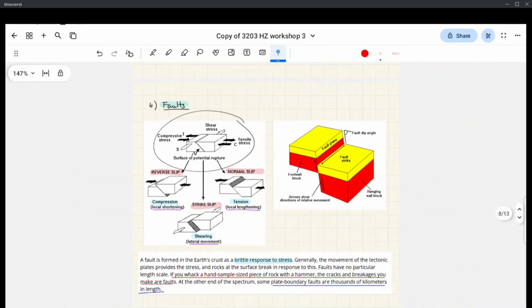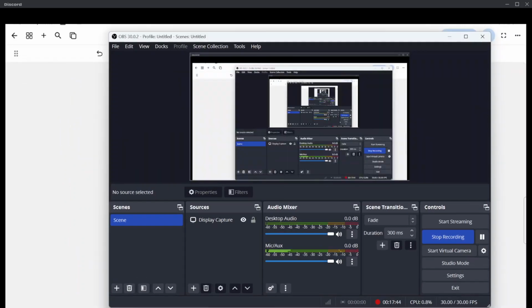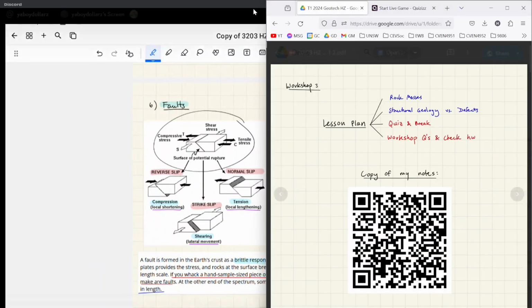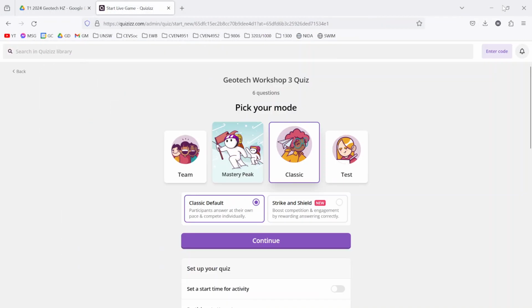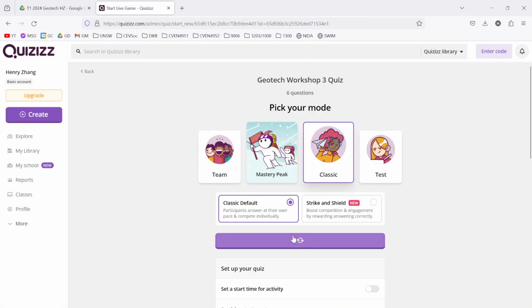But anyway, does anyone have any questions with that? Nope. Okay. I'm going to do the quiz. So if everyone could just whip out their phones and scan this, we'll do this and then we'll dive into the workshop, right?